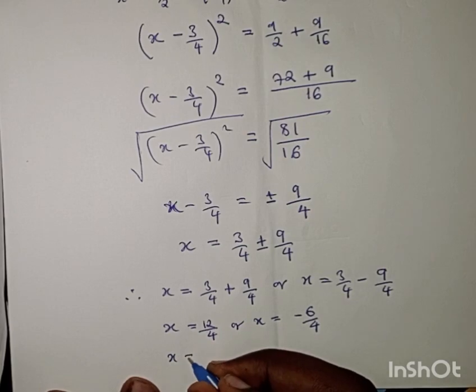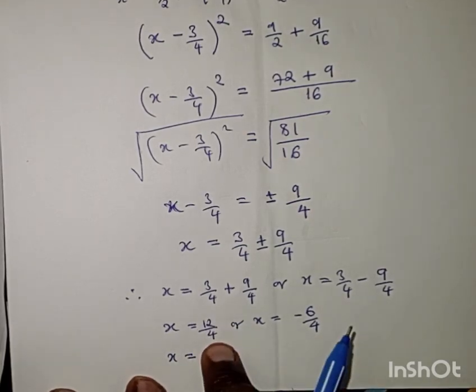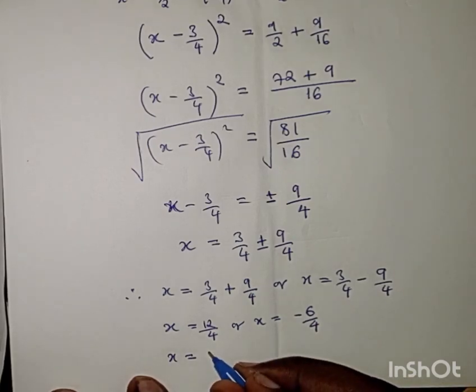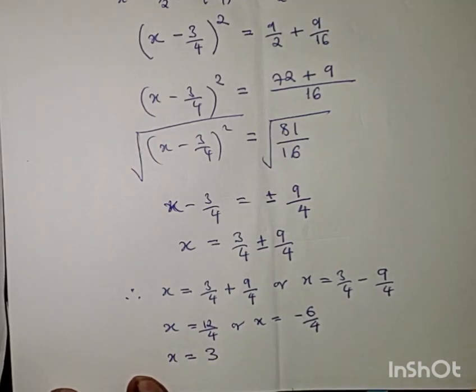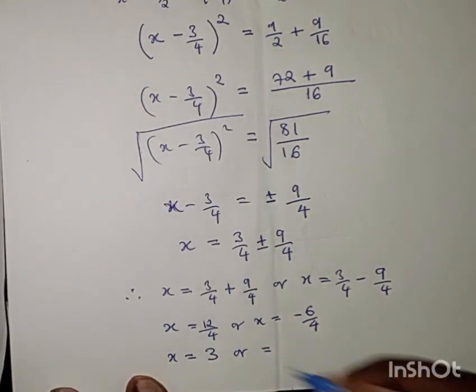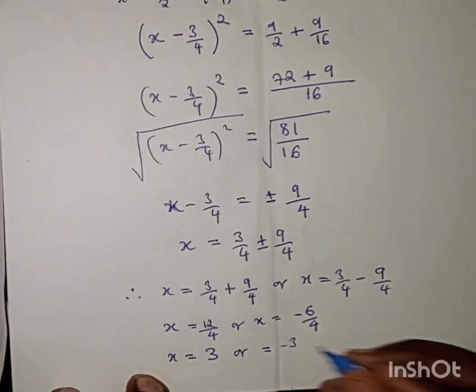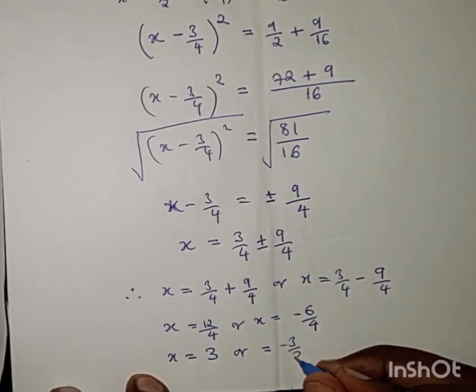So x is equal to, what is 12 divided by 4? 12 divided by 4 is what? Yes, 3. Or x is equal to, so here you can just simplify. Since 4 cannot go into 6, it will give us a remainder. So you just simplify. So what is the highest common factor of 6 and 4? Yes, 2. So 2 in 6, that is 3. So we have negative 3. 2 in 4, that is 2.